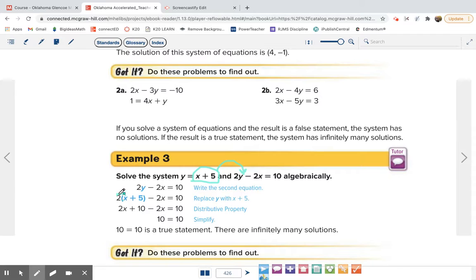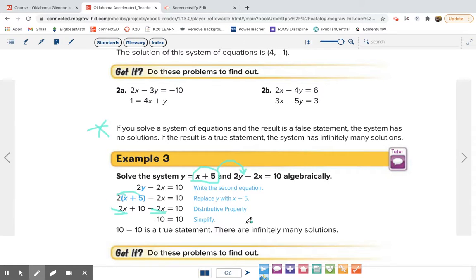So I have to distribute. 2 times x is just 2x, plus 2 times 5 is 10. Since these x's are on the same side of the equal sign, we do what's between them. That's a positive 2x minus 2x. That cancels because that equals 0. And I'm left with 10 equals 10. So what this statement is talking about is when your variables cancel out. So you might want to make a note of that.